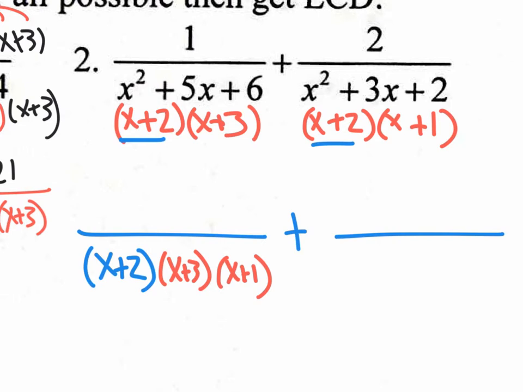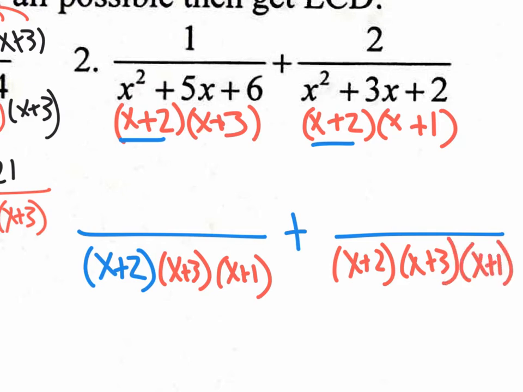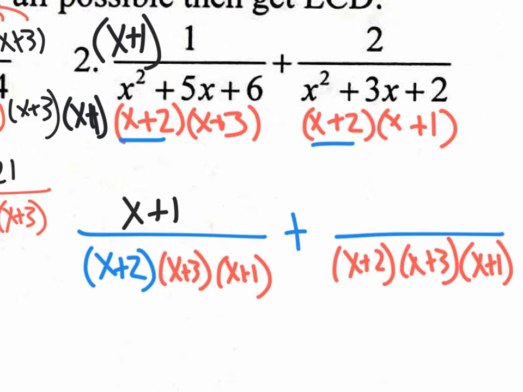So you're going to write it twice. X plus 2, x plus 3, x plus 1. And then you're going to go back to your original and say, how do I change this original factored denominator to be this new LCD? What's missing? X plus 1. So put an x plus 1 down there. Well, that's ugly. And also put an x plus 1 up here. Now, of course, you're going to distribute the 1, which is going to give you what? X plus 1. Same exact thing.